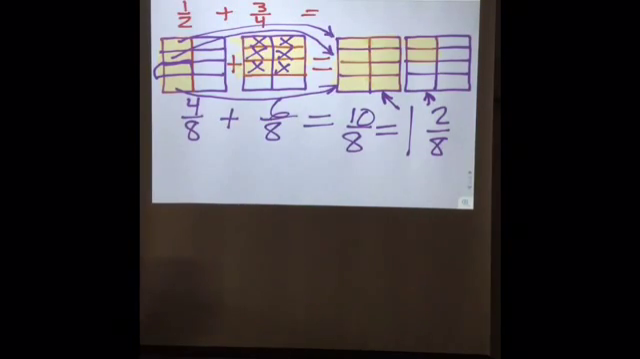Okay, that's my mini lesson on Module 3, Lesson 4, Part 2. I love math.